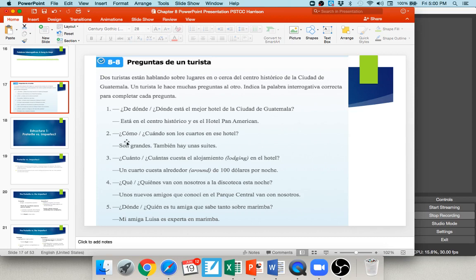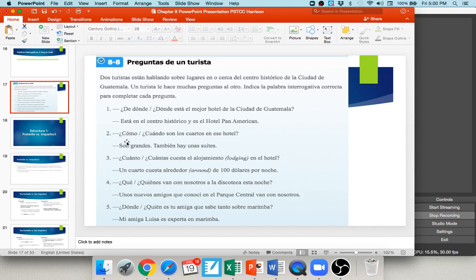Por qué, why, cuándo, when, qué, what, dónde, where, cuánto, how much, cómo, how, quién, means who.